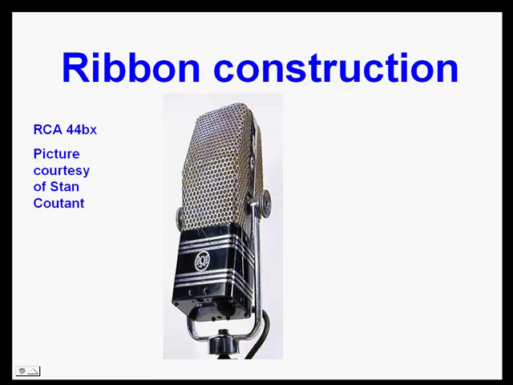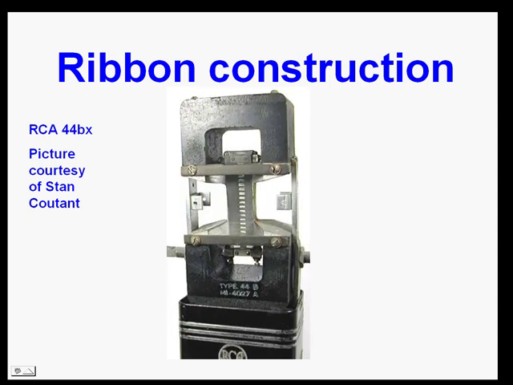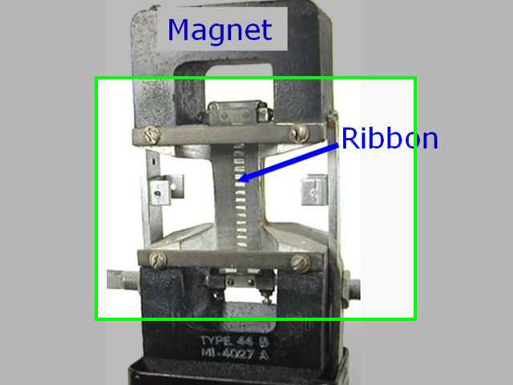Courtesy of Professor Stan Coutant, here's a beautiful picture of a classic RCA 44BX ribbon microphone. Removing the perforated windscreen, we see a very hefty permanent magnet and a very thin corrugated aluminum ribbon.